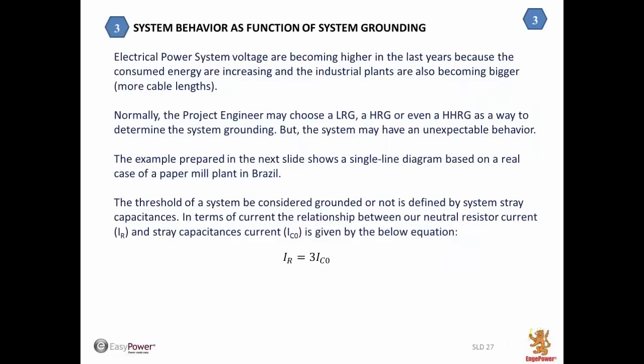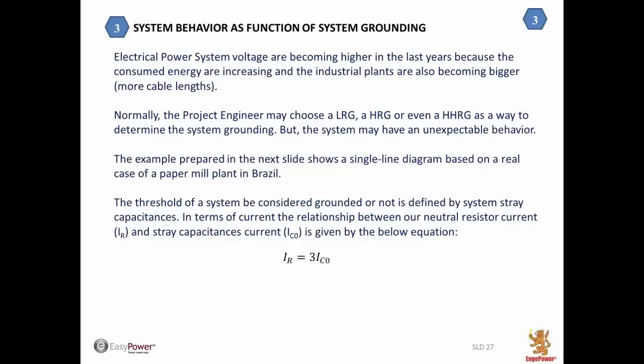In the third part of this presentation, we are going to talk about the behavior of the electrical power system when we ground our system, thinking that this system is low resistance grounded. But in fact, sometimes our system may not be low resistance grounded. This example is based on a real case that happened here in Brazil, in a paper mill plant. The plant is a big plant with long cable runs. And what we have is something that I'm going to show you on the next slide.